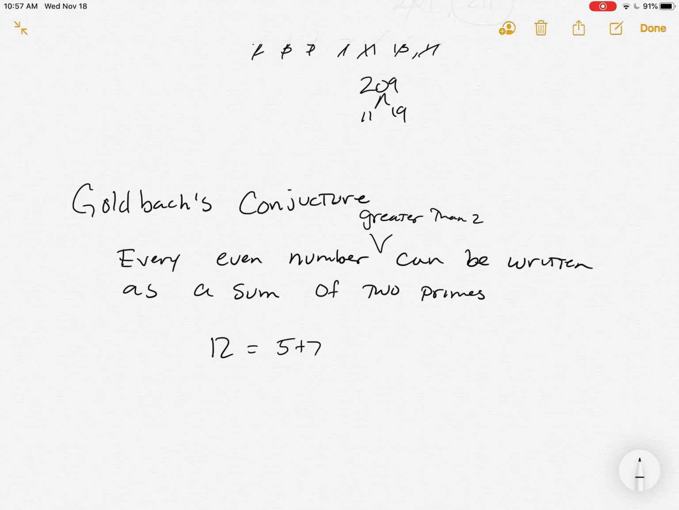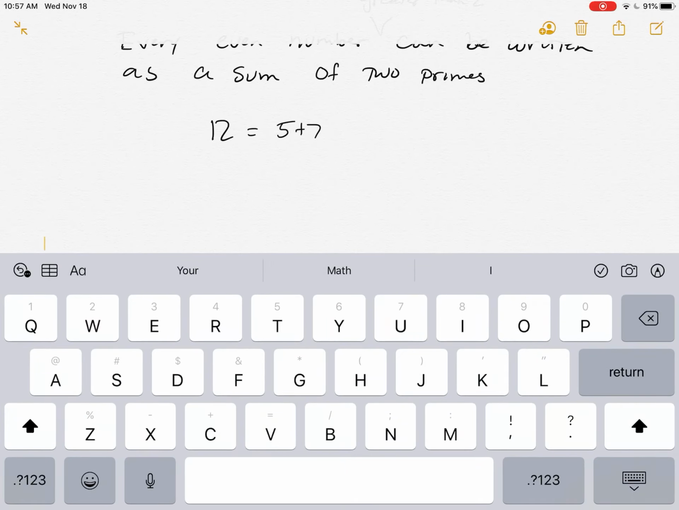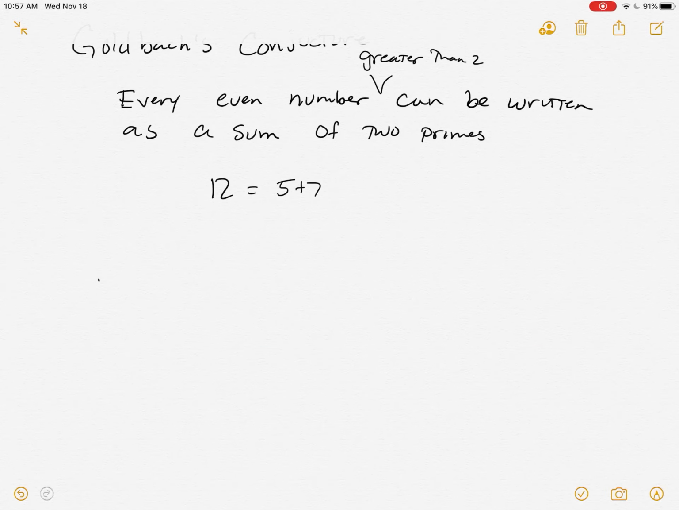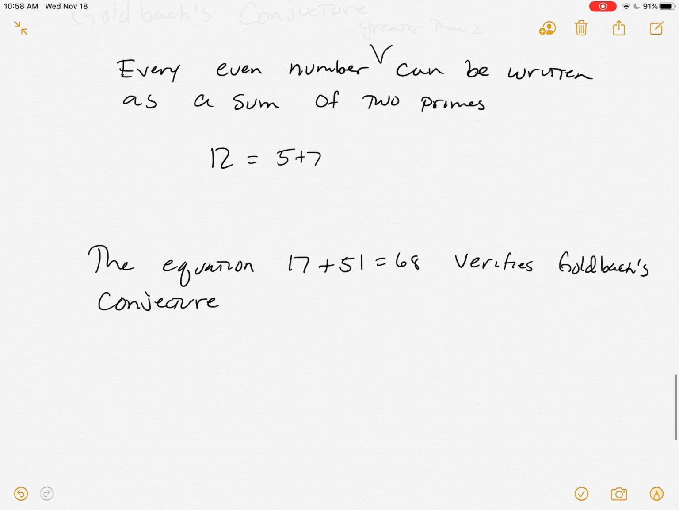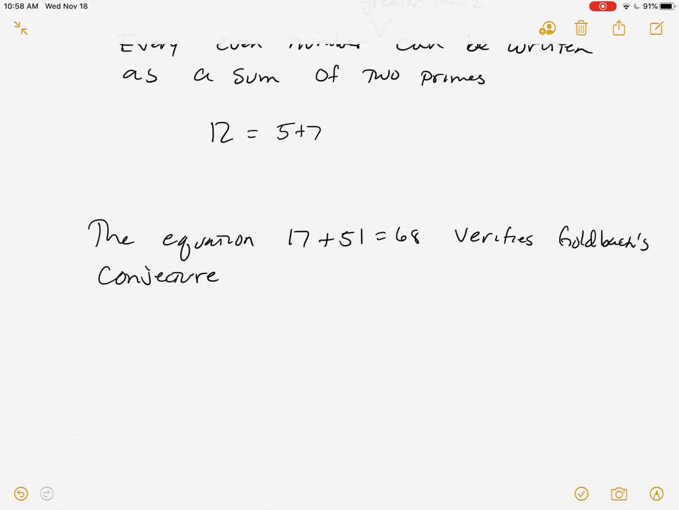Okay. So one of the questions is something like this: the equation 17 plus 51 equals 68 verifies Goldbach's conjecture. And then it's a simple true or false, right? And so that's one of the ones I'm seeing. What do you think? It verifies Goldbach's conjecture only if those two numbers are prime. They don't have to be successive primes like 5 and 7. Nothing was said about that.